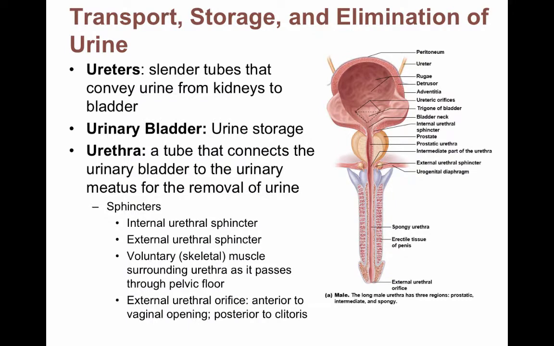Once we make urine, it goes through the slender tubes that convey the urine from the kidneys, and those are the ureters. The urinary bladder stores it, and the urethra is the tube that helps remove urine from the body. And there are different sphincters there.